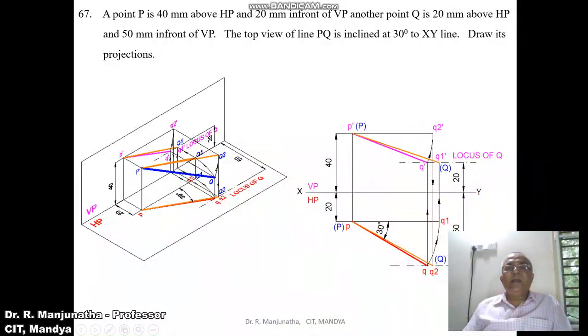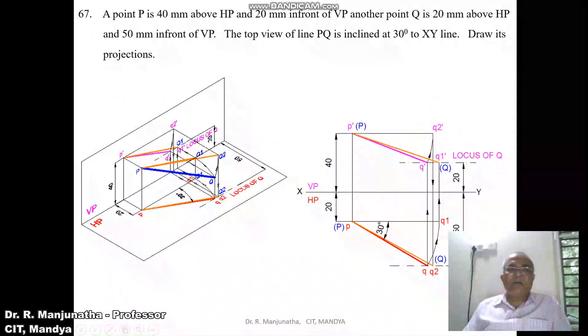And the top view of the line PQ is inclined at 30 degrees to the XY line. So from P, you draw a line inclined at 30 degrees so that it will cut the locus here. So you are going to get this point Q. Once you get this point Q, we know that the end projector point will fall on the locus of Q. So from Q, you draw a vertical projector so that it will cut the locus of Q. So you have got the front view now here. So we know the front view and also the top view.